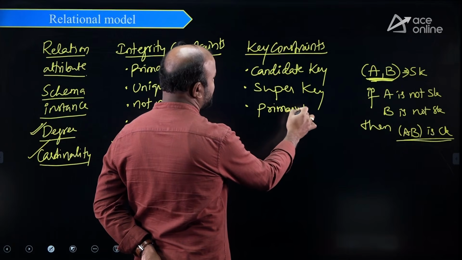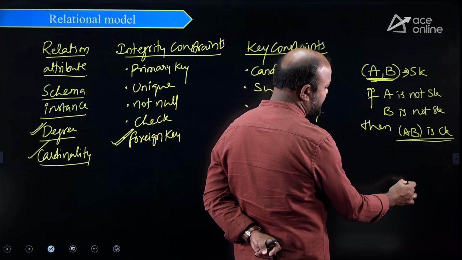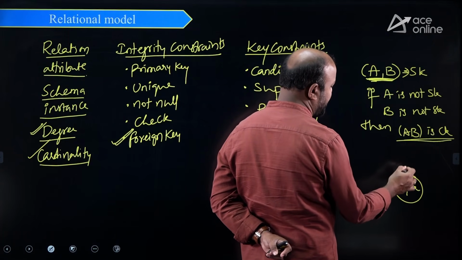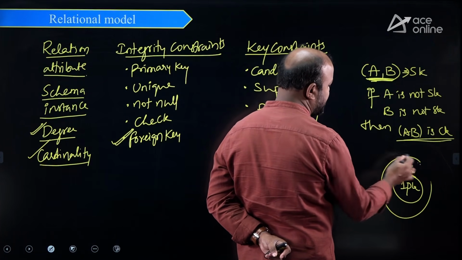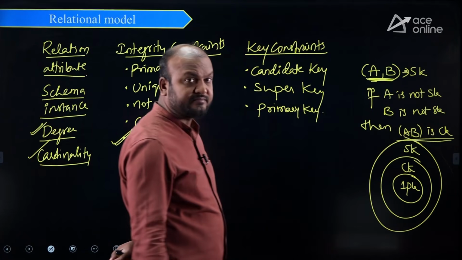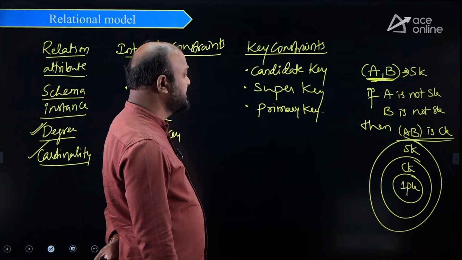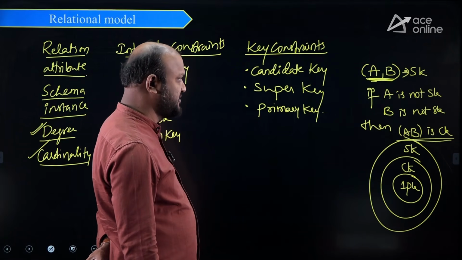One of the candidate keys should become the primary key. And we know the relationship: every relation should have one primary key, and that one we have to select from the candidate keys. And every candidate key is a subset of a super key. Every candidate key is a subset of a super key. Fine, this is the relationship between the key constraints.